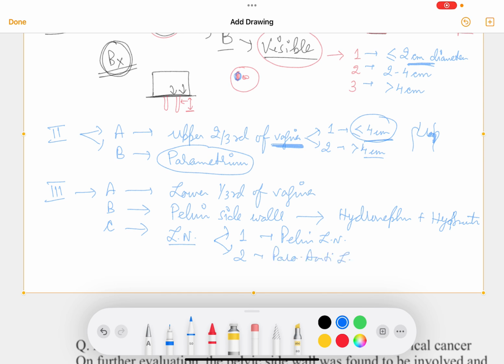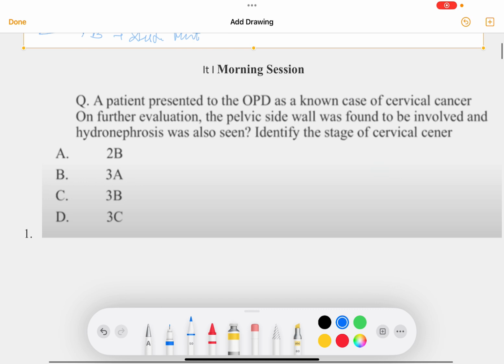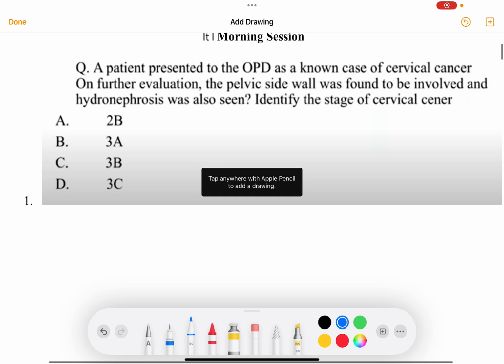And stage 4 of course can be divided into 4A and 4B. 4A is bladder and bowel involvement and 4B is distant metastasis. That is very easy. So basically pelvic side wall involvement, which is diagnosed by hydroureter hydronephrosis, is stage 3B and nothing else. So the question which was asked to us in this exam paper was pelvic side wall was involved and there was involvement of hydronephrosis. So the answer will be stage 3B.